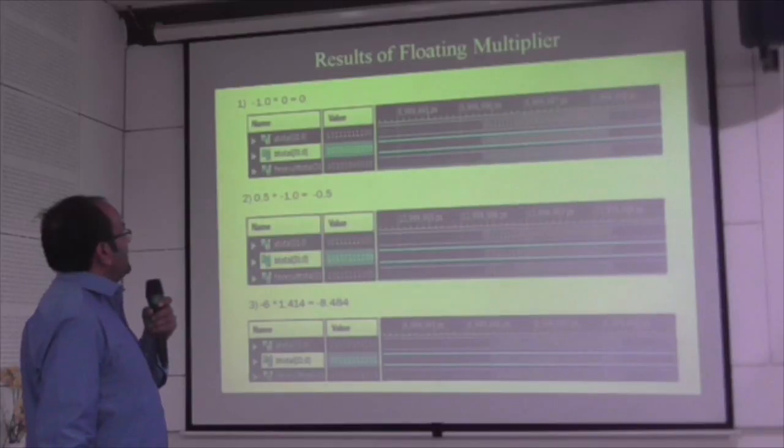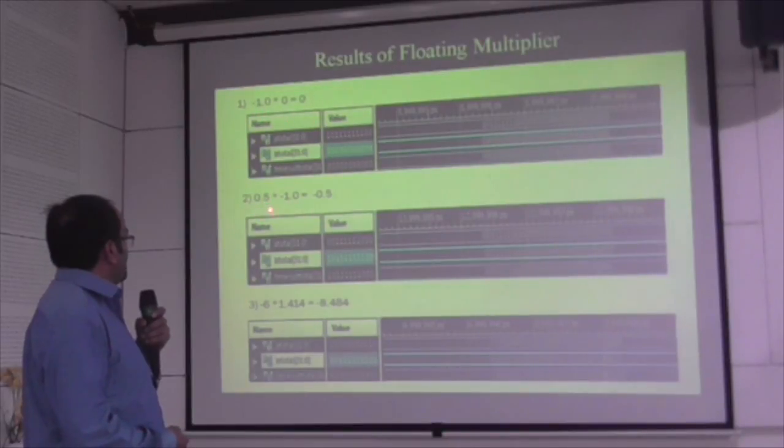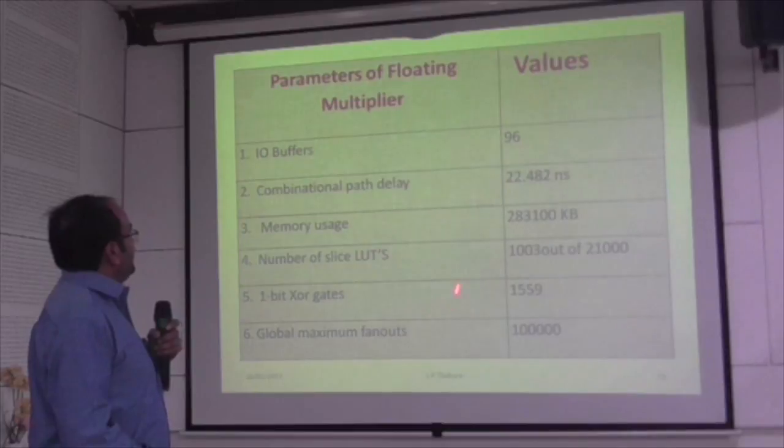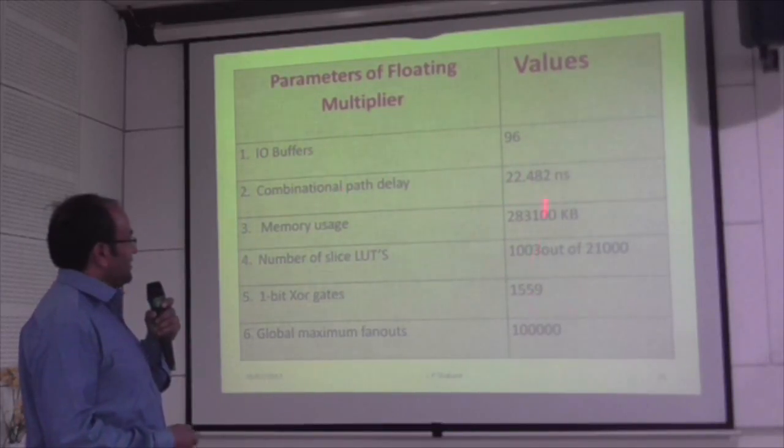Now the results of the floating multiplier: I have taken random numbers, that may be negative into 0, positive into negative, negative into positive, and here are the results I got. Then some parameters I have considered, which I found from the synthesis reports.